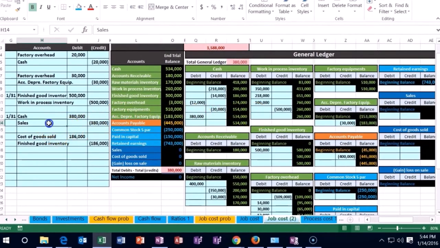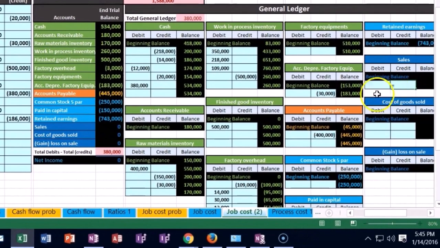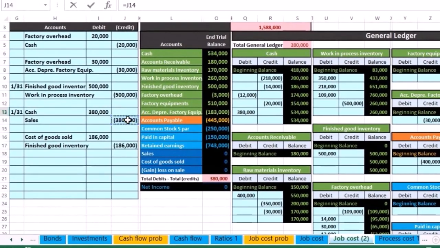Now we're going to repost the sales. So here's sales here, here's sales way down here. So it's going to be way over here in the dark blue, first dark blue in AD. So it's in AD 13. So I'm going to select equals and go way back over here to the 380, and hit enter. And what that does is it increased the sales. So notice that increase of sales, it's represented by a credit. That's not a negative number.